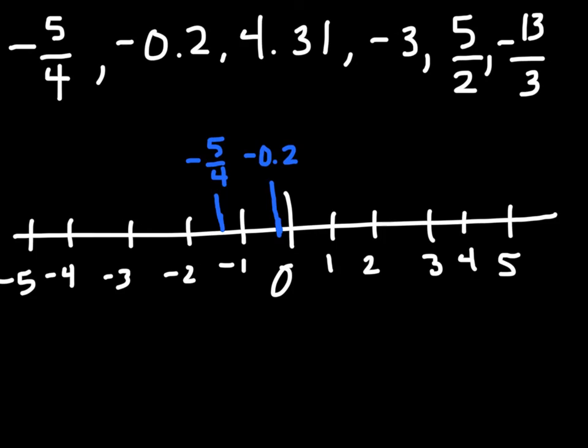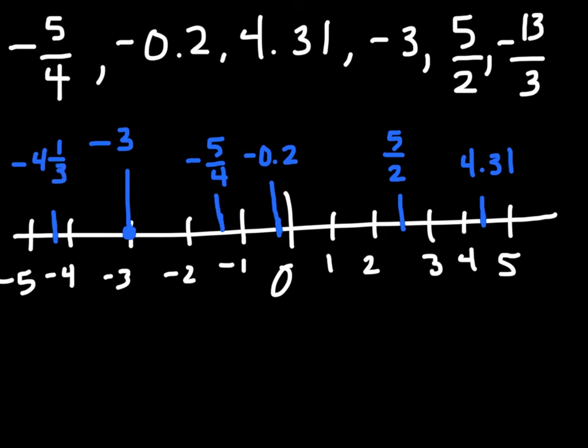4.31 will be right around here. I'm just going to guesstimate here. -3, that one's easy, right here. 5/2 is the same as 2.5. That'll be right here. And finally, we had -13/3, which is, let's see, 4 1/3, right? So -4 1/3, right around here.